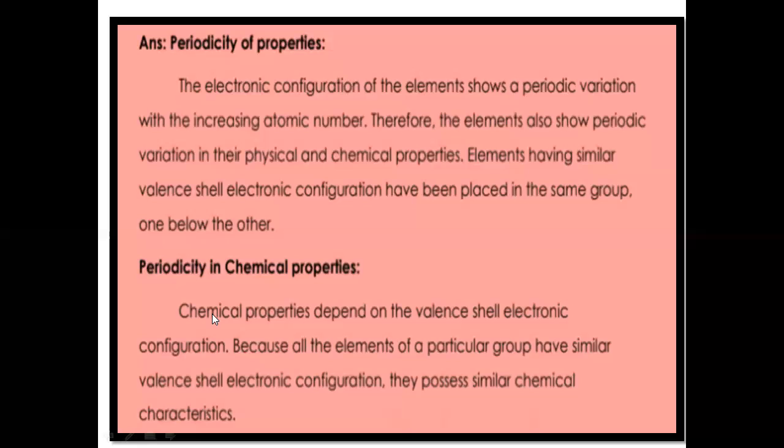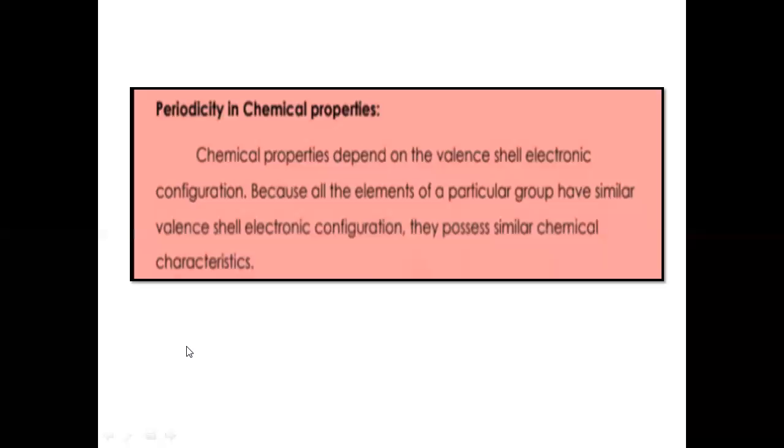And what is the repetition in chemical properties? Chemical properties depend on the valence shell electronic configuration, because all the elements of a particular group have similar valence shell electronic configuration, and that's why they possess similar chemical characteristics. They have similar chemical properties. The reason is the same valence shell electronic configuration. The configuration is the same.